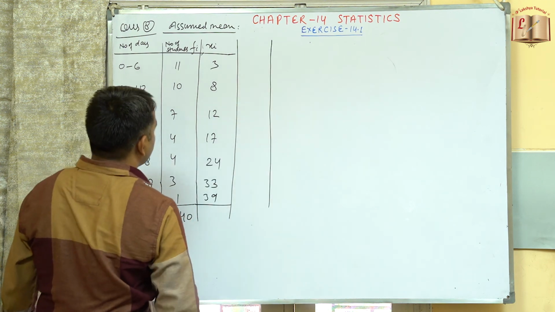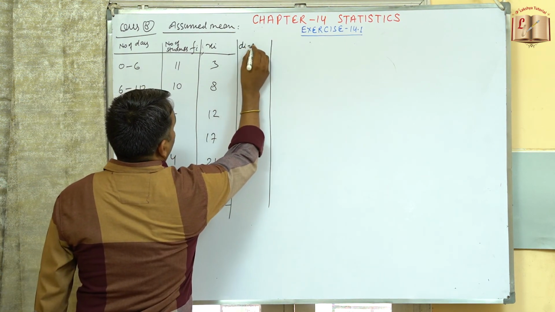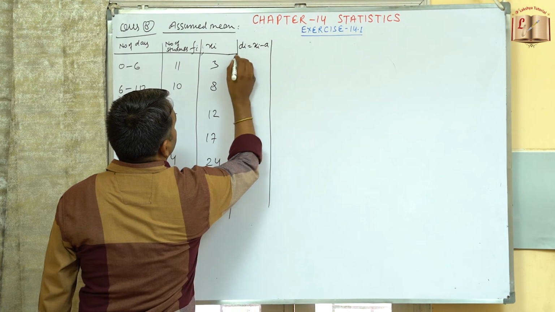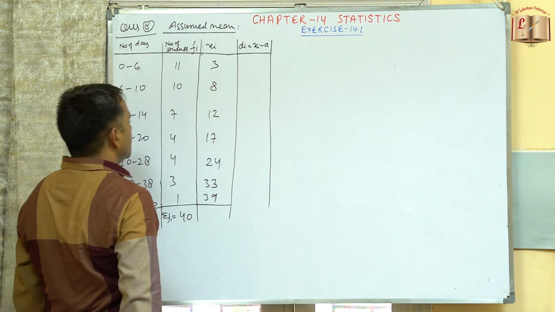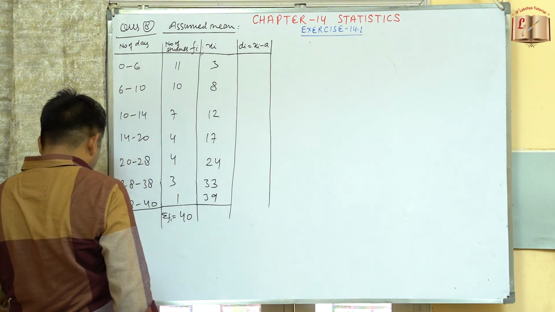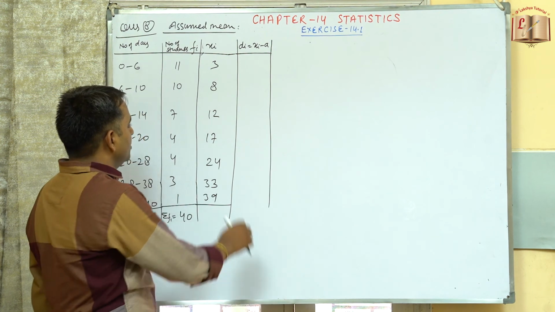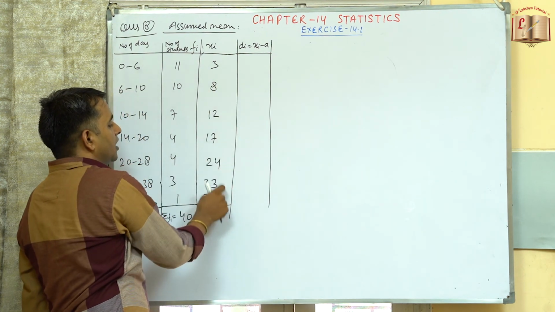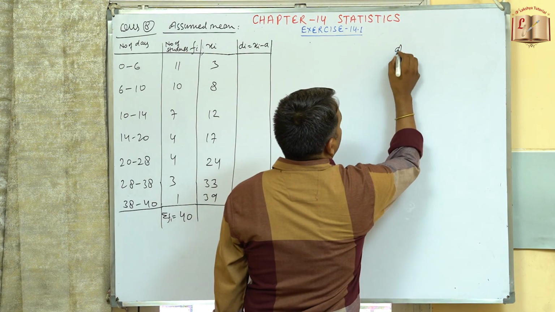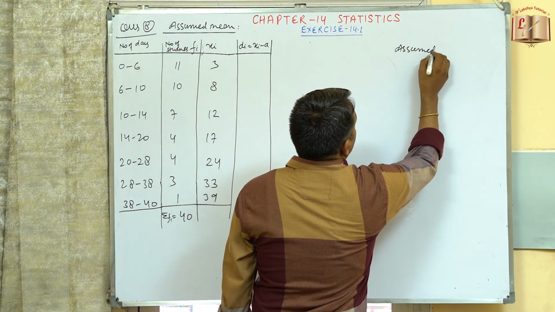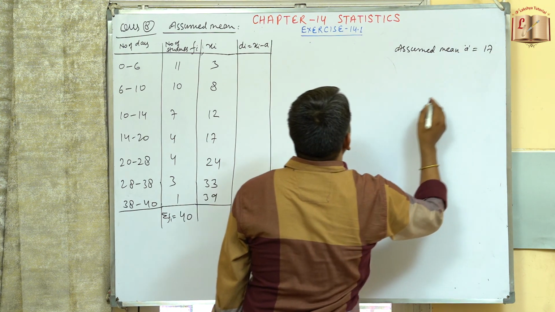So xi is already known. Now we will calculate the di. So di will be equal to xi minus a. There are 7 classes given, so we can take up the assumed mean as the mid value. So 17 is the mid value. So we will take the assumed mean a equal to 17.